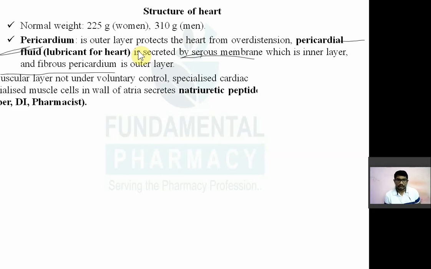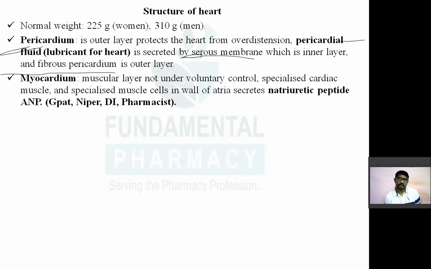Now the middle layer of your heart is the myocardium. Myo means muscle and cardium means heart. So the myocardium, cardiac muscle, is the second layer of your heart, which is a muscular layer, and it is not under voluntary control. It is under involuntary control, meaning you cannot control your heartbeat.